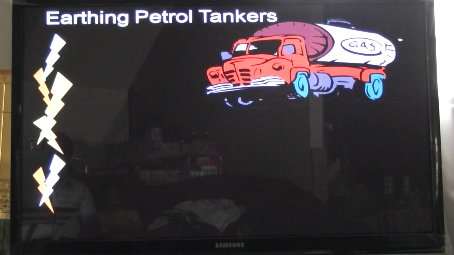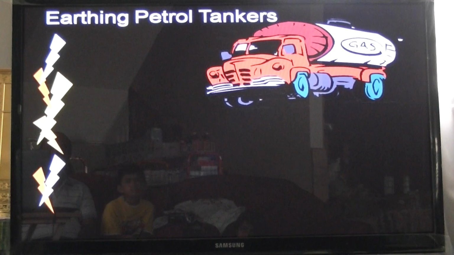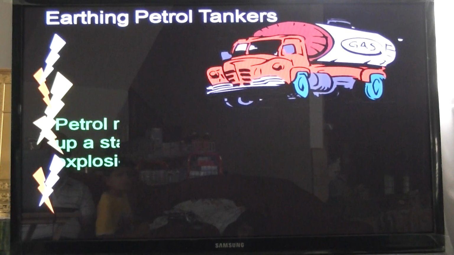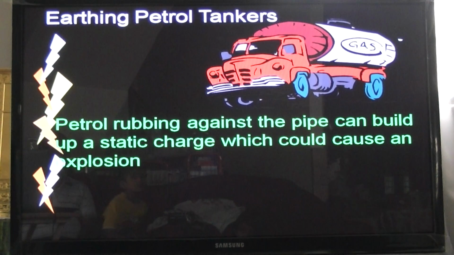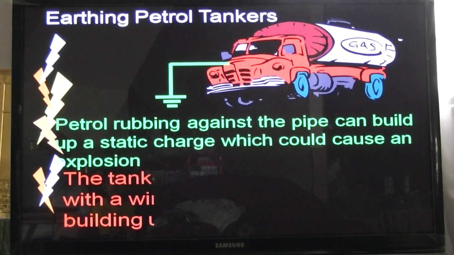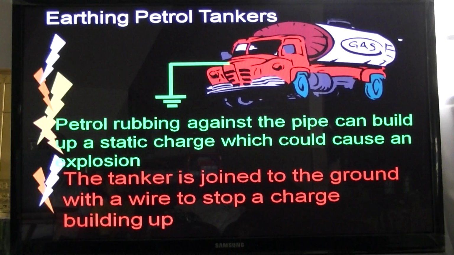Earthing petrol tankers. This is a tanker that's full of gasoline, petrol, to fill the cars. Rubbing against the pipe can build up static electricity, which could cause an explosion. So you can have an explosion. Well, how do they fix this problem? By grounding. You see, that's a symbol for ground. They ground the vehicle. The tanker is joined to the ground with wires to stop charges from building up.